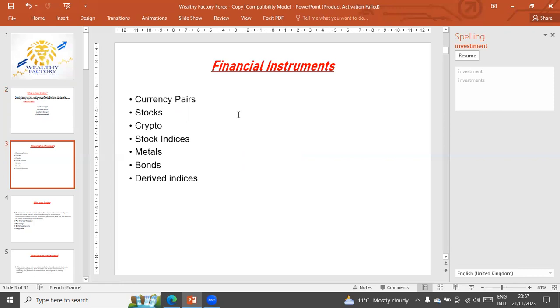So we said trading is all about buying and selling. We have these financial instruments that are being traded at the financial market. First one is currency pairs. When you're talking about currency pairs, we are talking about currencies of countries, right? So we might be talking about Moroccan dirhams versus Zambian kwacha. We're talking about dollar versus Zambian kwacha. We're talking about Moroccan dirhams versus dollar. All those are currency pairs.